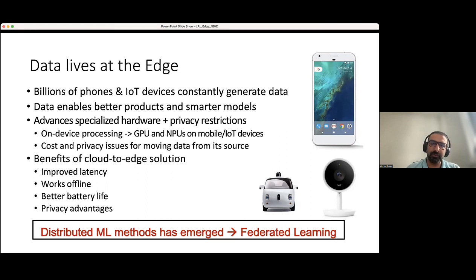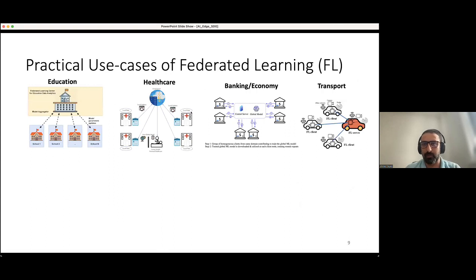And actually, federated learning is quite popular now and has been used in many scenarios and domains. It's being used in education, healthcare, banking and economy, and transport. The idea is that we have organizations or entities that each own data, and they want to collaboratively train a global model for solving a certain task. Maybe it can be voice recognition or next word prediction or whatever it is. So we want to collaborate using our own data without moving our data.